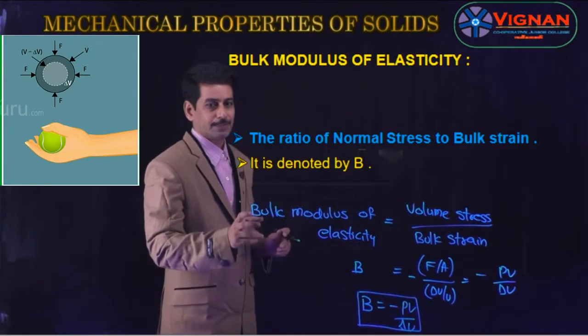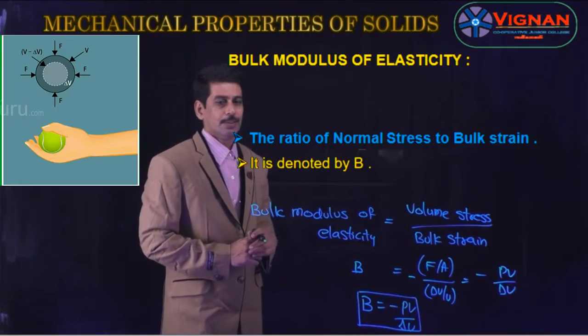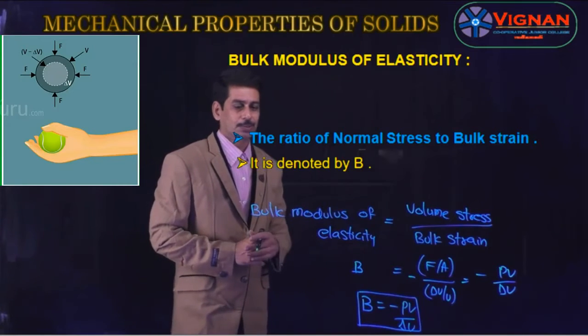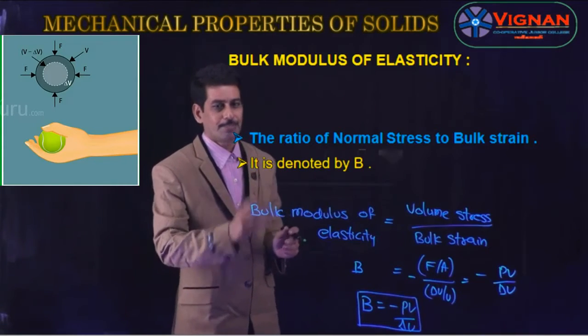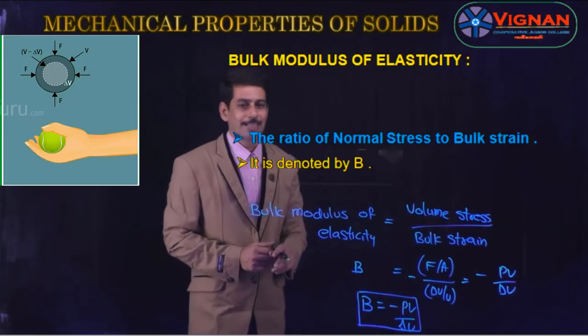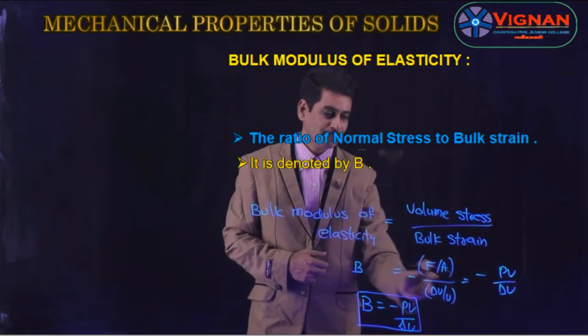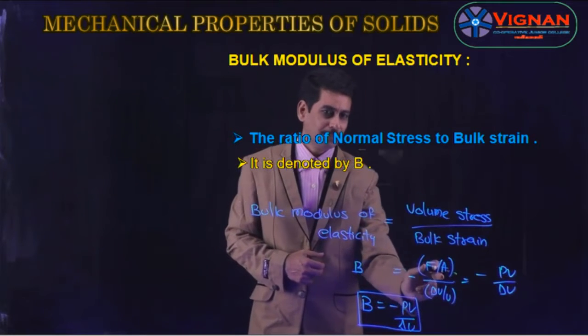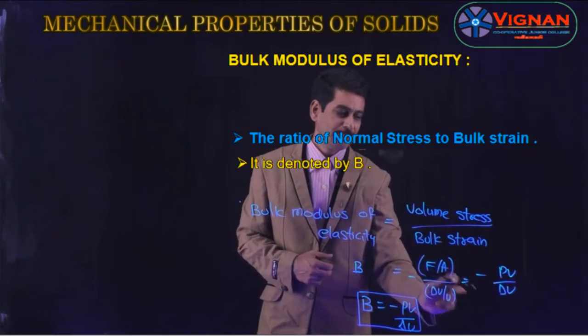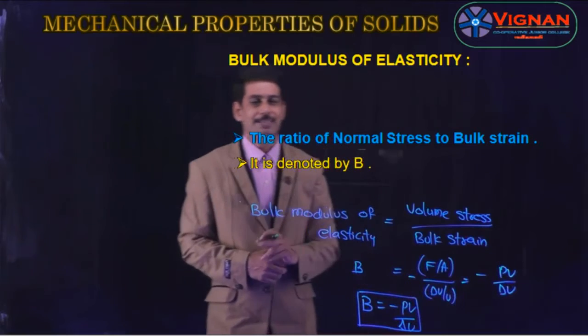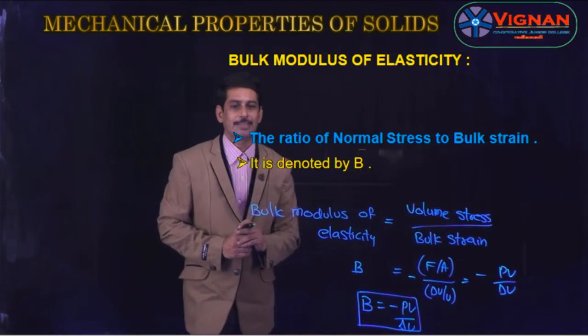So bulk modulus of elasticity is defined as the ratio of normal stress or bulk stress to bulk strain, and it is denoted by B, and B is nothing but minus PV by delta V. Here P is nothing but pressure, which is nothing but force by area. So F by A can be written as pressure, so minus PV by delta V, and here V is the original volume and delta V is nothing but change in volume.